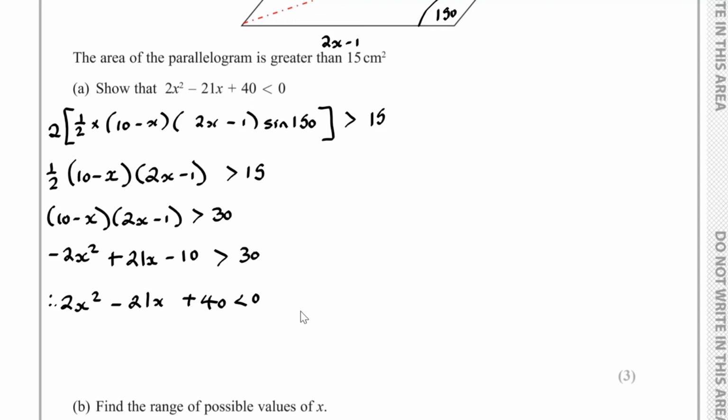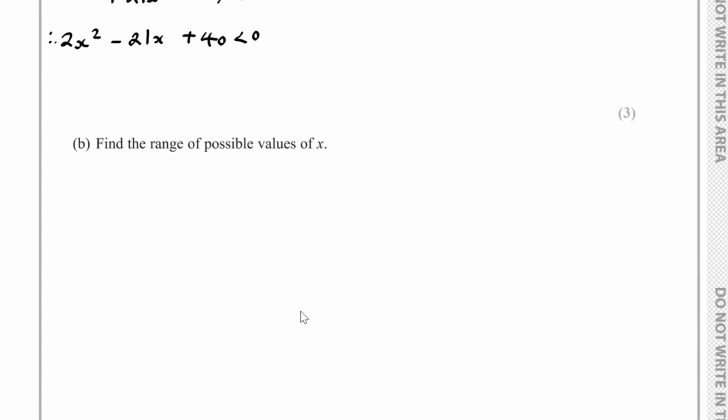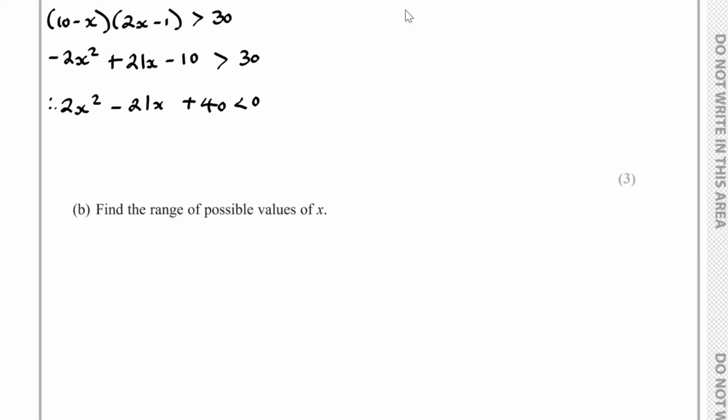Okay, and now for part B we have to find a range of possible values for x. So we have to solve this inequality, in other words. So if we solve this inequality, first of all, we can find the critical values by replacing the inequality sign with an equal sign. So we've got 2x squared minus 21x plus 40, which is equal to 0. And if we factorize this, here I need two numbers which multiply to give 2 times 40, which is 80, which add to give minus 21. You'd find these two numbers to be minus 16 and minus 5.